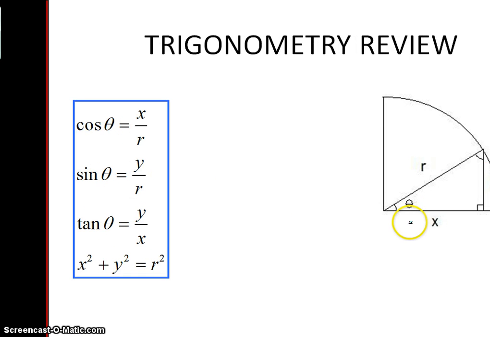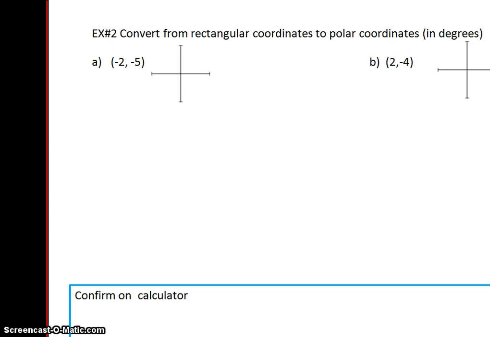Just a quick review from trigonometry. You have some angle theta, and cosine is adjacent over hypotenuse, or x over r. Sine is opposite over hypotenuse, or y over r. Tangent is opposite over adjacent, or y over x. And if you use the Pythagorean theorem, x squared plus y squared gives you r squared. These are the formulas that we're going to be using in this section, so keep those in mind.